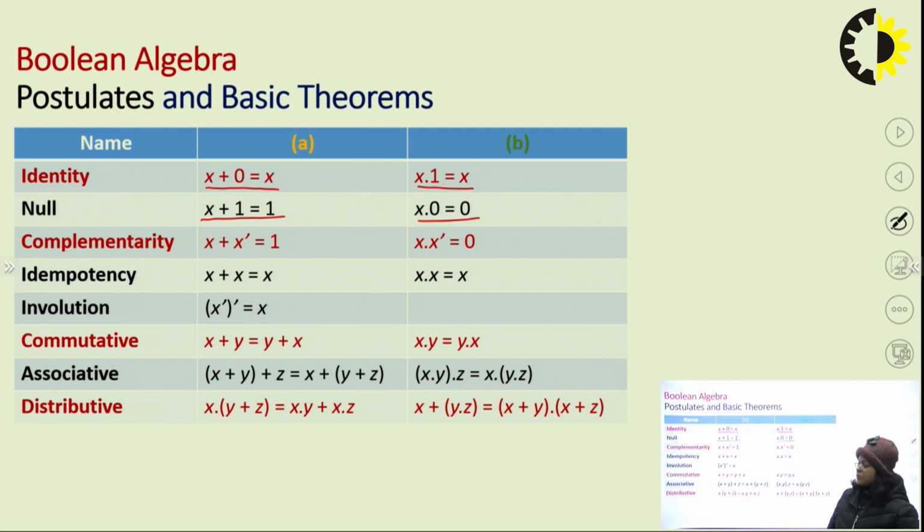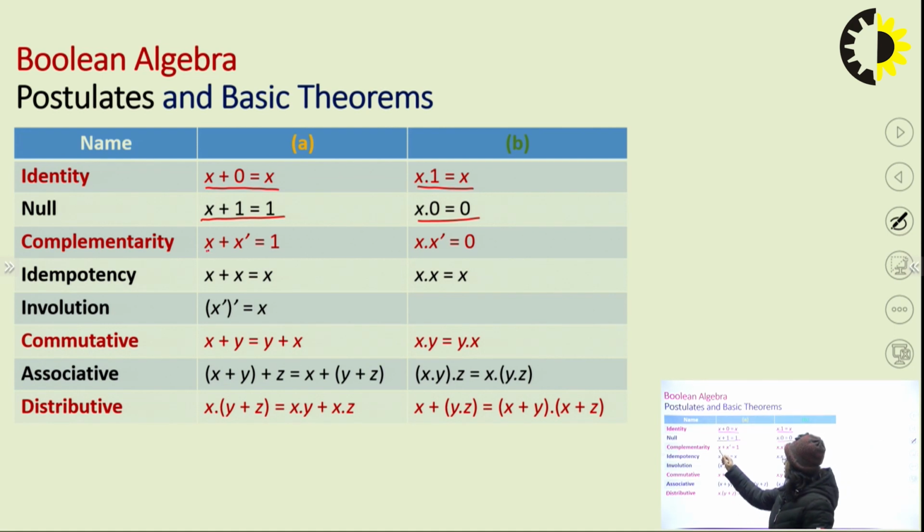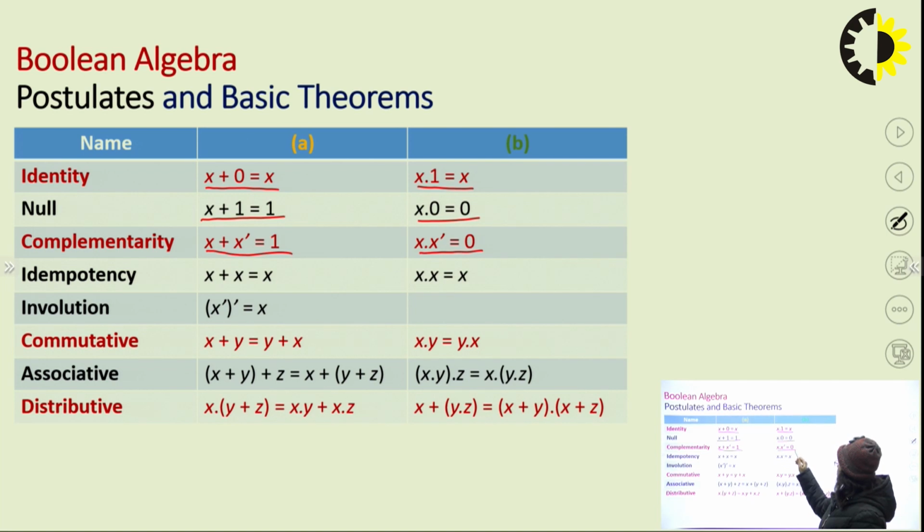Then the complementary theorem: a variable plus its complement equals 1, and a variable multiplied by its complement equals 0. The idempotency theorem says that if two identical values are added, the output will be the same, and if they are multiplied, the output will also be the same. The involution theorem says that if we complement x and then complement it again, we get the same variable.